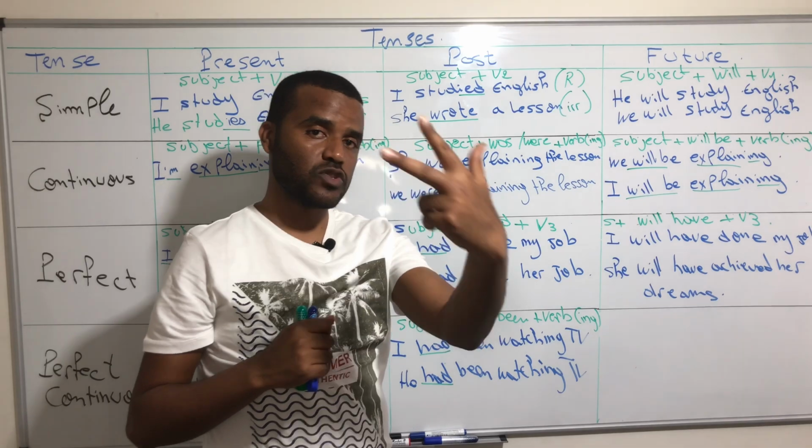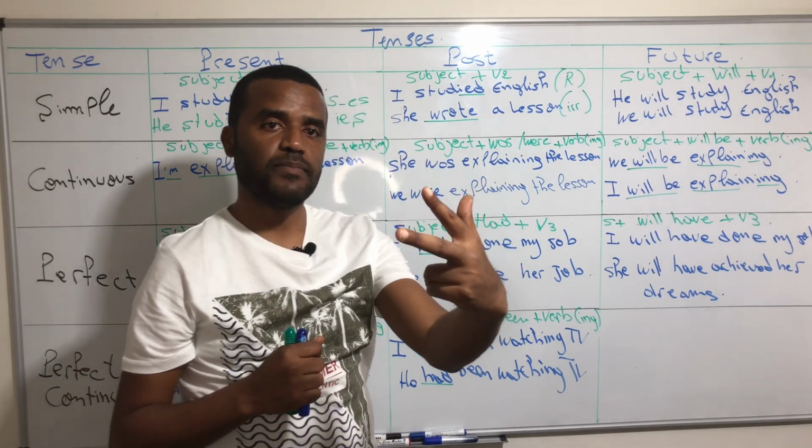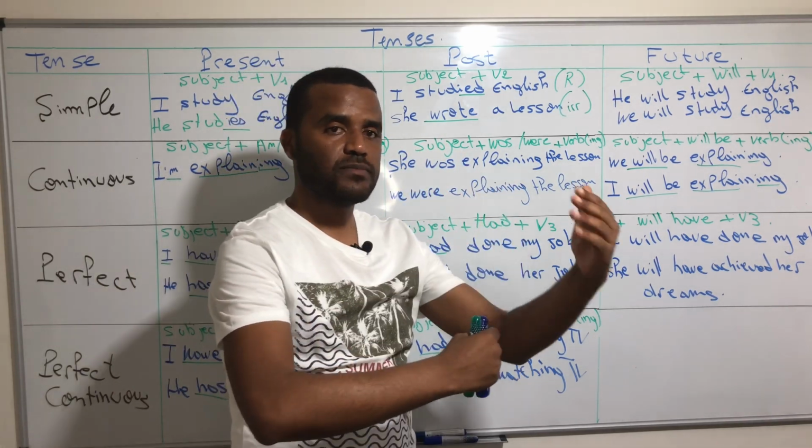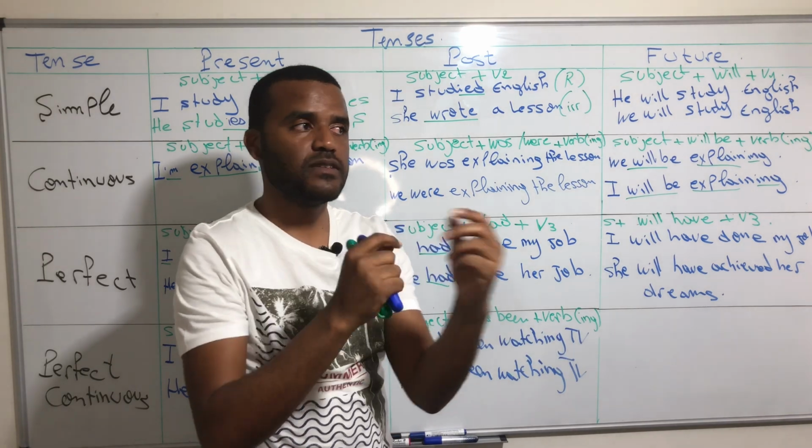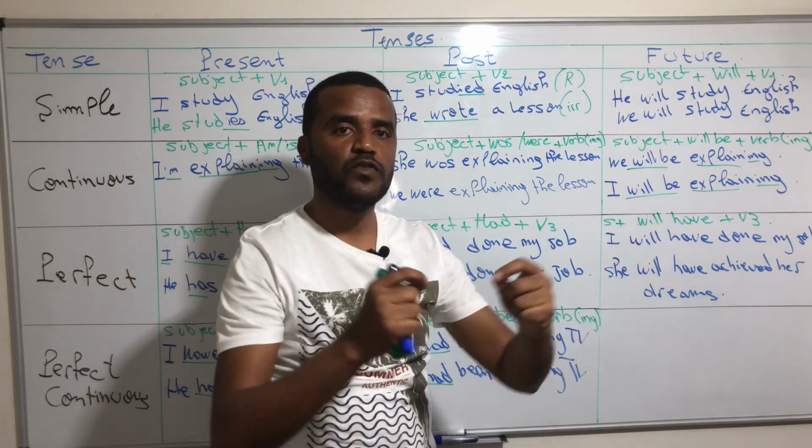We have two actions in the past. One happened before another action, but for the first action we mentioned the period of time, for 2 years.